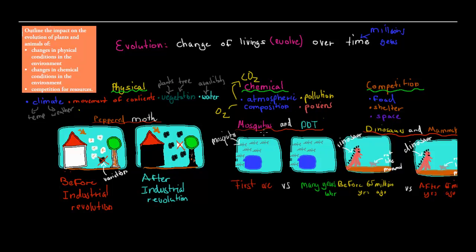The example we had was mosquitoes and DDT. DDT was a poison that was used to try to kill bugs. So what you can imagine happened was we had these mosquitoes, which usually had their nesting area close to a still pond, so a non-moving water area.